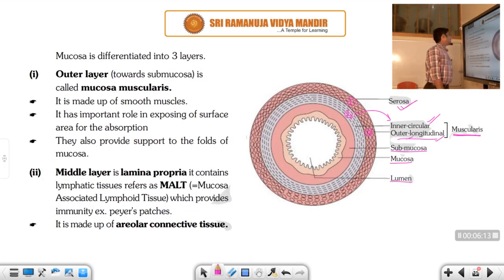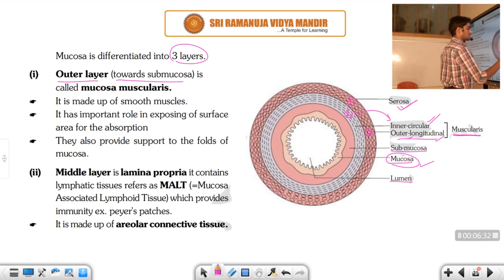Let us talk about the mucosa. Mucosa is the innermost layer, the part we discussed, no, student? This is the last part. The mucosa is further divided into three layers, student. What are they? The outer layer is towards the submucosa. You can see this is the mucosa.